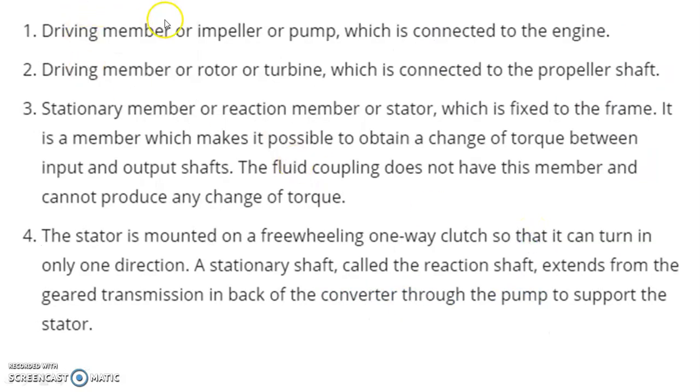The driving member, or impeller or pump, is connected to the engine. The driven member, or rotor or turbine, is connected to the propeller shaft. The stationary member, or reaction turbine or stator, is fixed to the frame. The stator is mounted on a free-wheeling one-way clutch so that it can turn in only one direction.